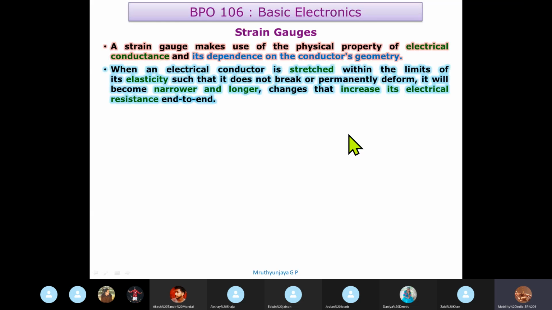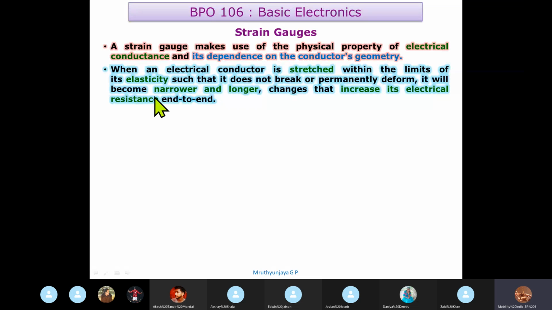So what is elasticity? What are the elastic limits? That means when we subject a material to either compressive or tensile forces, up to a certain limit, they stretch or get compressed, and when the forces are removed, they get back to their original shape and size. That principle is very much applied in the strain gauge. That is what is described here.